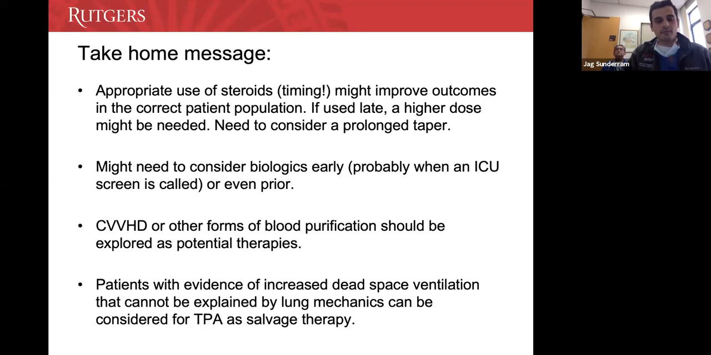And there is some evidence to use TPA for patients as salvage therapy for dead space ventilation, especially if this cannot be explained by lung mechanics, vent dyssynchrony, or inappropriate ventilation, because if the patient is having auto-PEEP, you obviously don't want to give TPA for that.